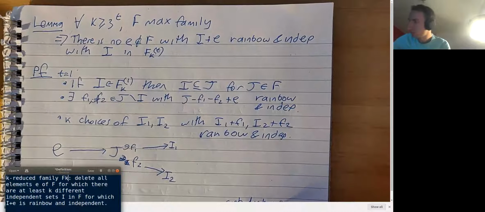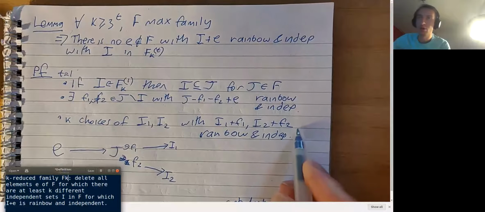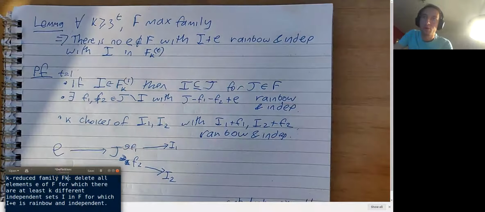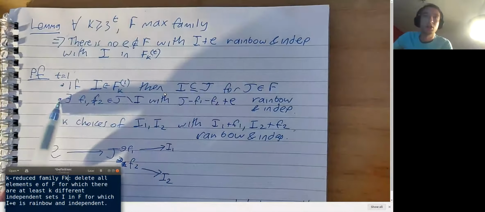Actually, why is this second thing true? Can you explain it again? Which one? This one? Yeah, why? So this is coming from the existence of F1, F2. Oh, sorry, this one. You can just take away. Yes.